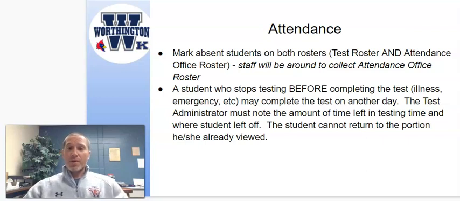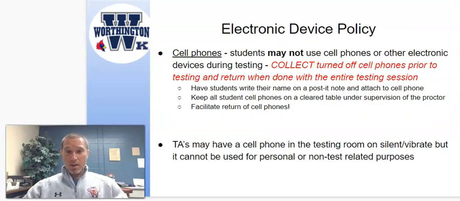So when students do come into your room, mark students absent or present on both rosters. You'll have a test roster and an attendance office roster. There will be staff that will walk around and collect the attendance office roster. You just tape it to your door. If for some reason a student stops testing before they complete the test, that'll be okay. Just make sure that you mark how much time they've already spent on the test and record that on your roster.